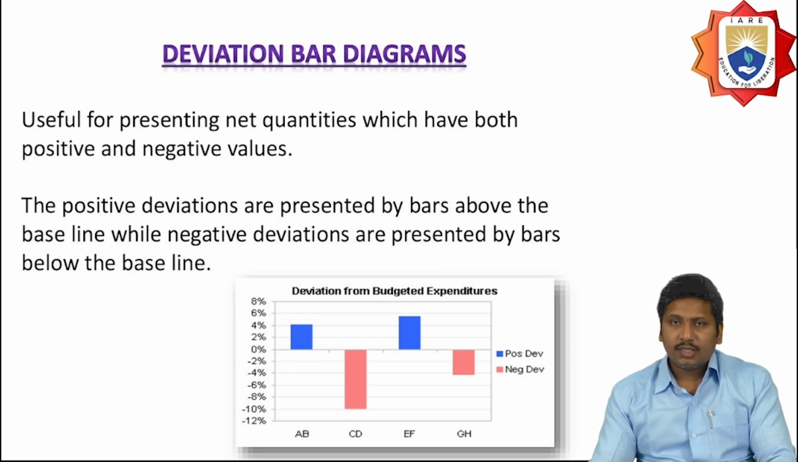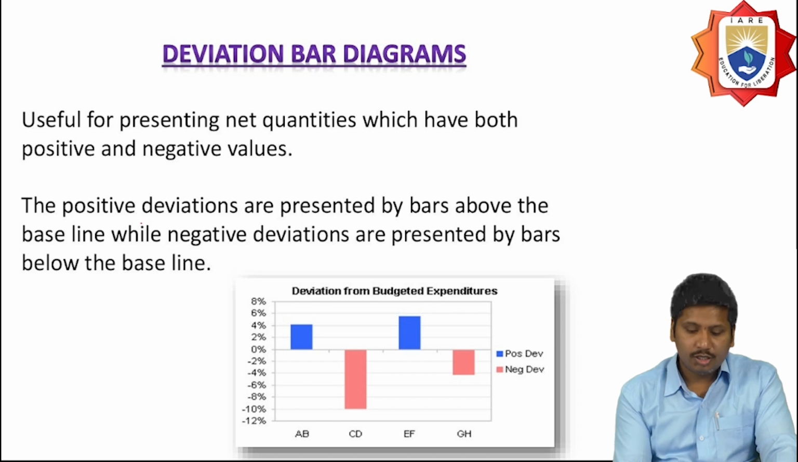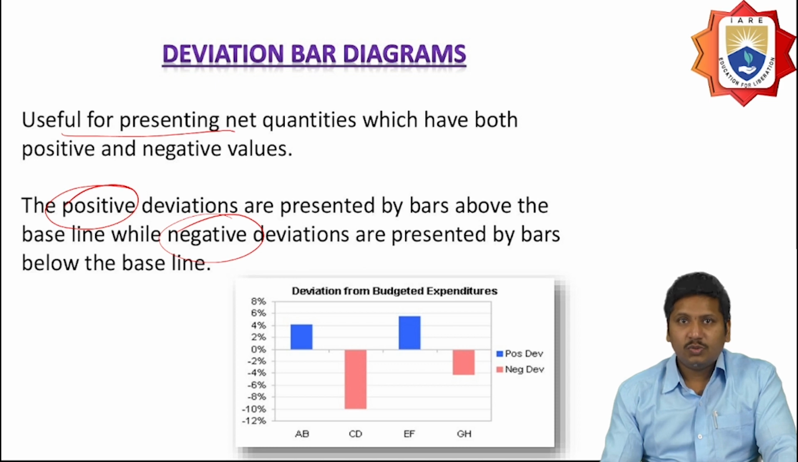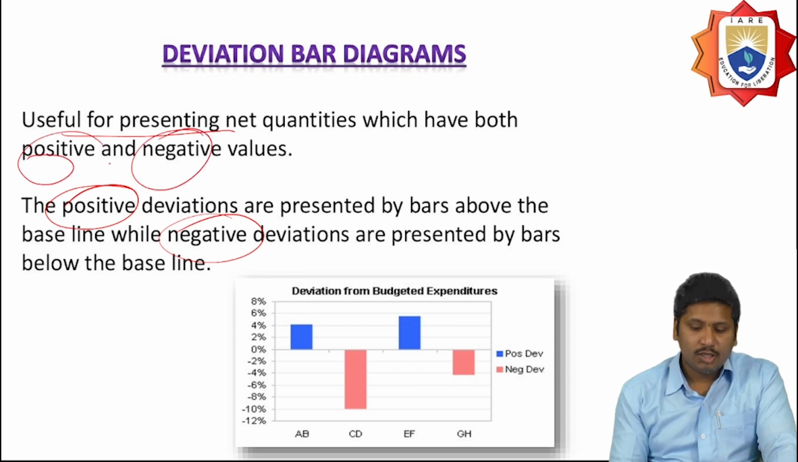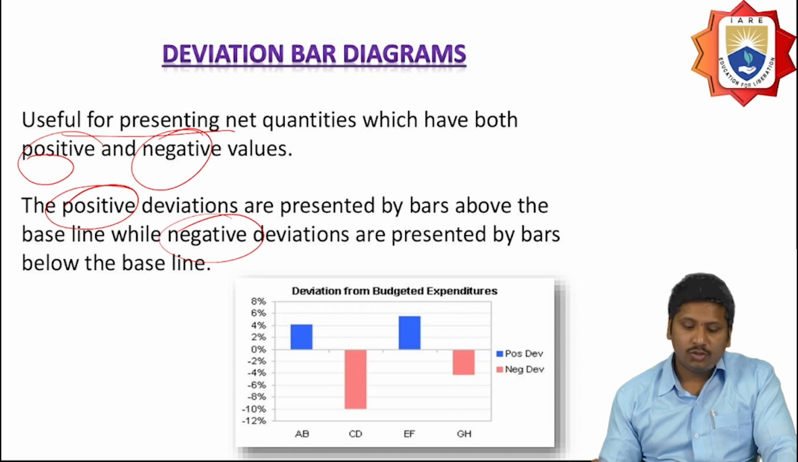And then the next is the deviation bar diagram. So what is the deviation bar diagram? Deviation means the deviations might be presented in two ways: first positive deviation and then negative deviation. This deviation bar diagram is used for representing net quantities which have both positive and negative values. So some data I'm getting may come from different values like positive and negative values, right? So for that, I have to represent what is positive and what is negative. At that time I have to make use of this deviation bar diagram.